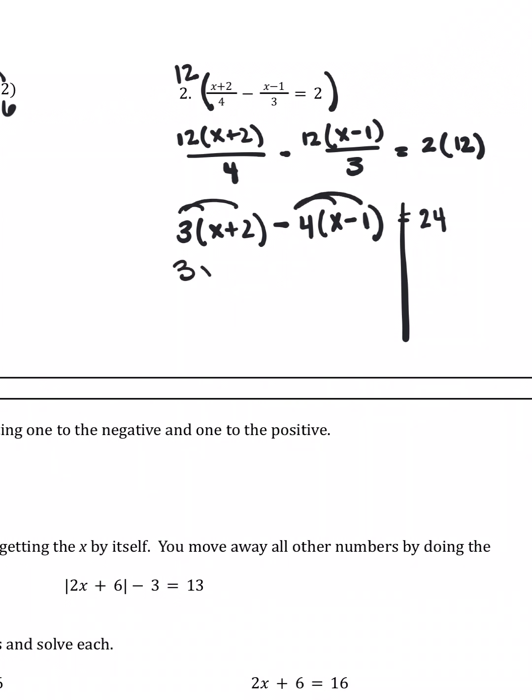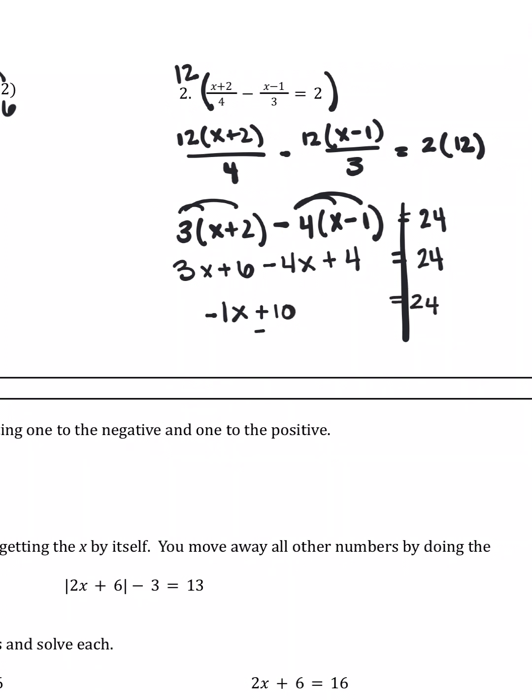So I'm going to get 3x plus 6 minus 4x. Negative times a negative is a positive, equal to 24. And I'm going to combine like terms. So I have a 3x minus 4x on one side. Because they're on the same side, I do not have to change the signs. I'm just combining them together. So I'm going to get negative 1x. 6 plus 4 is going to give me plus 10 equals 24.